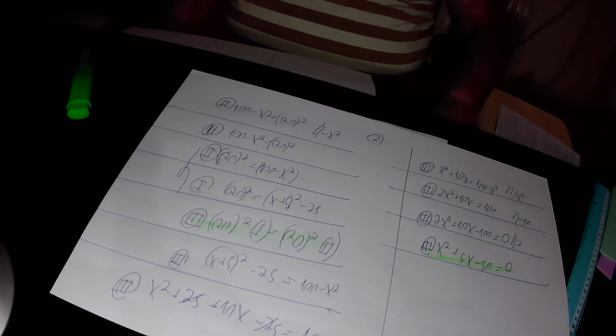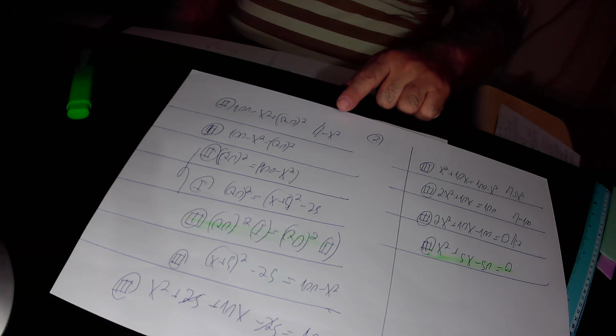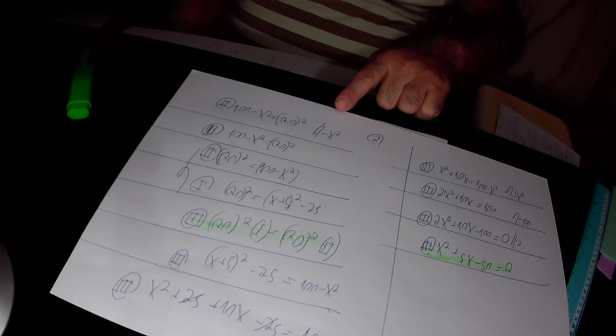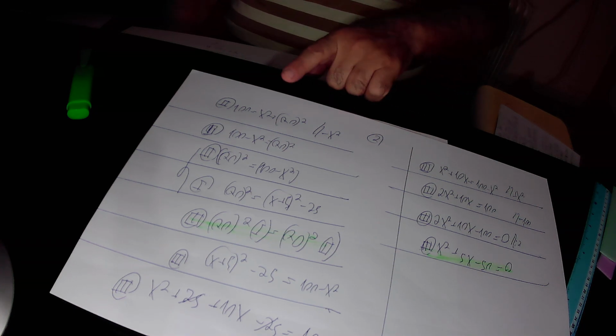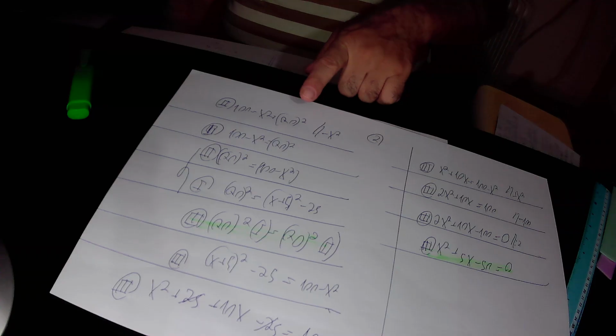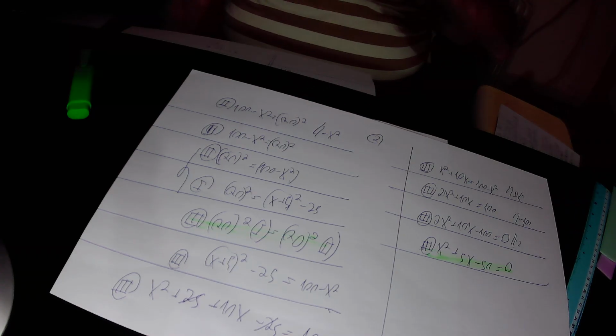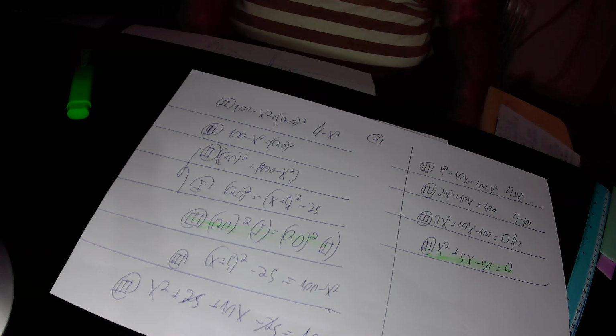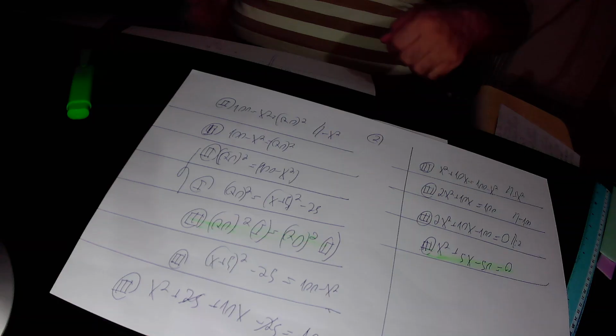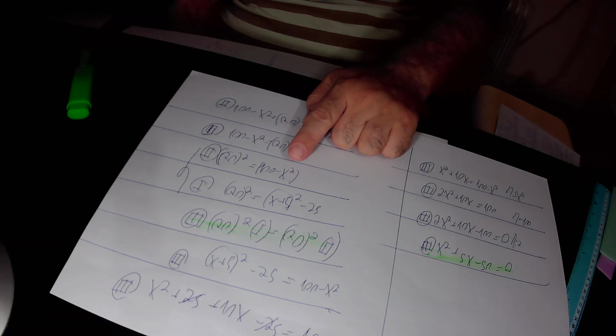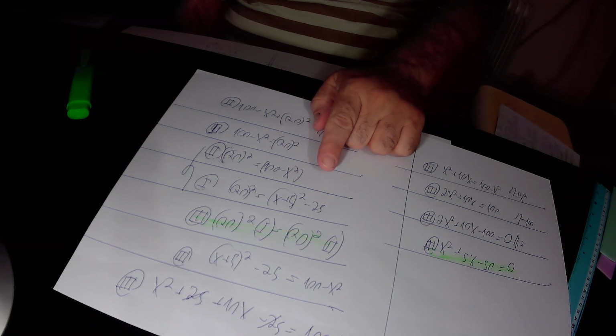Here, we subtract x squared from equation 2, and find that according to equation 2, 100 minus x squared equals QO squared. QO squared equals 100 minus x squared. This is according to equation 2. But according to equation 1, we have already found that QO squared equals x plus 5 squared minus 25.